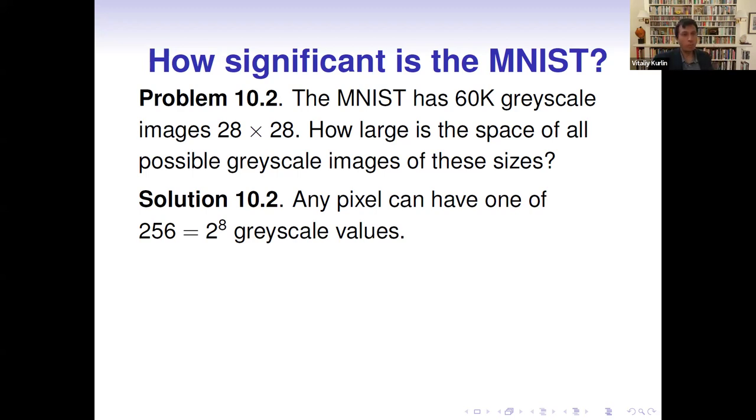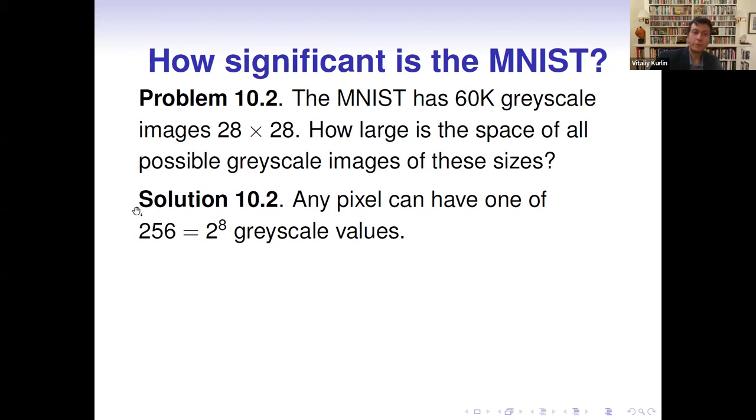The size is small. And I propose we estimate quickly how many possible grayscale images of this size we can produce or conceive in principle. As a hint, I remind you that a grayscale value is one of 256 values, from 0 to 255. Any pixel can have one of these values, and how could we then compute the total number of possible images if you have not one pixel but 28 squared pixels? Well, you just multiply 2 to the power of 8 by 28 by 28.